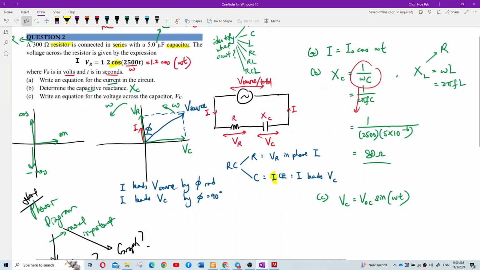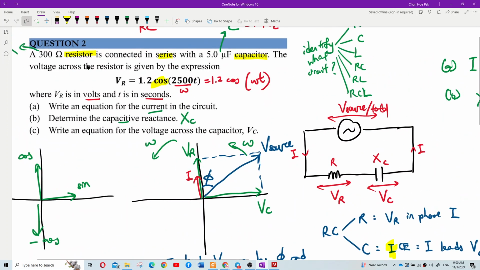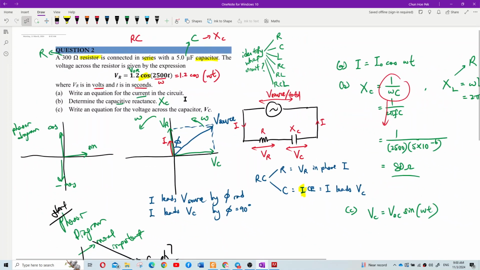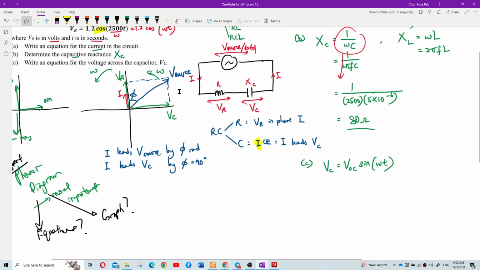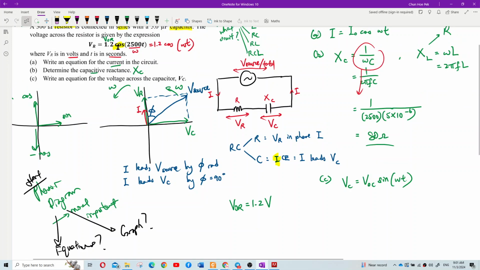Okay, it gives you this one. This is actually V naught R, class. This here, V naught R. V naught R is 1.2 volt. This is a peak voltage. Peak. Look at here.